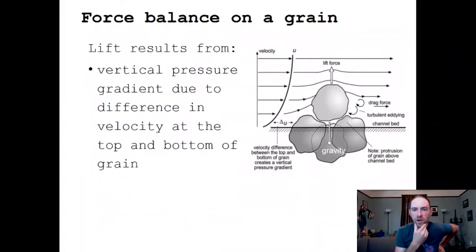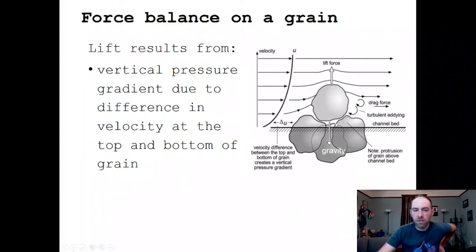First, there is a lift force that is exerted on the particle, right? The particle can experience lift as a function of the fact that the velocity towards the top of the grain is faster than the velocity towards the bottom of the grain, right?